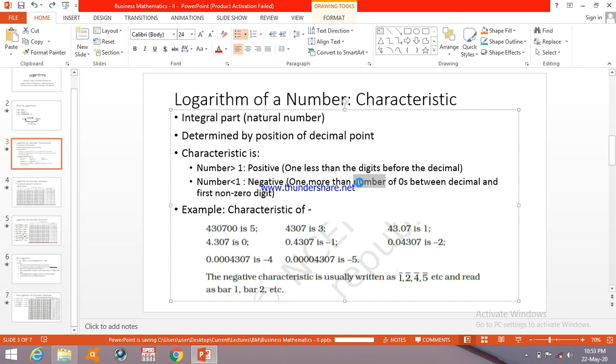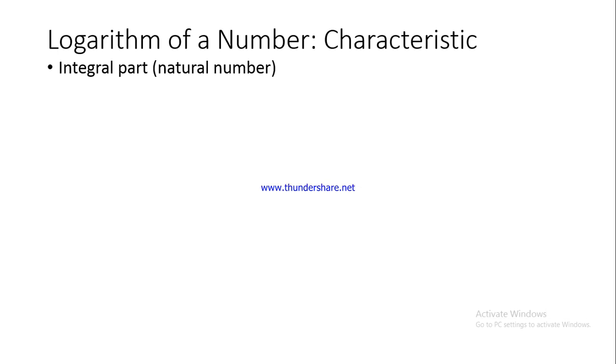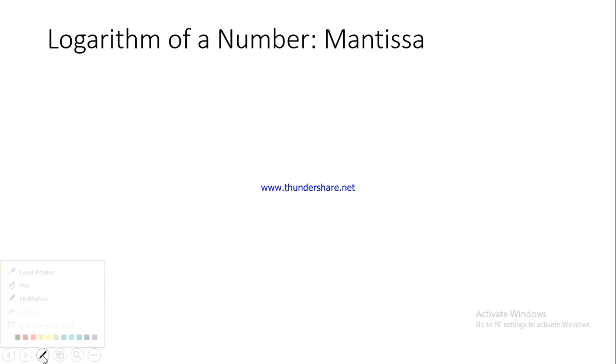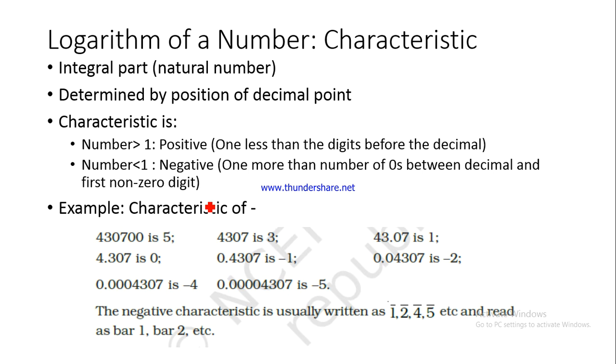So to find out the value of the characteristic, what will I do? I'll add 1 to this 0. If you add 1 to this 0, it becomes 1. So the characteristic in this particular case would be minus 1. Do you want me to repeat this?